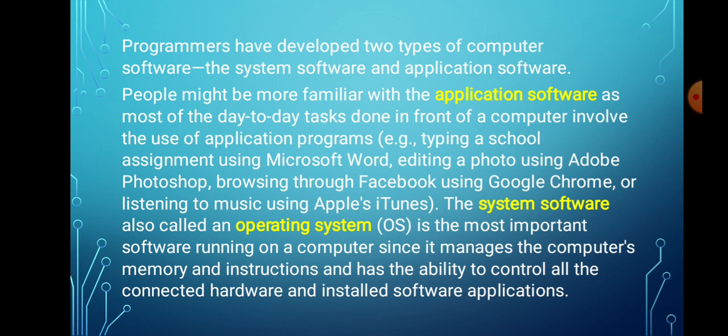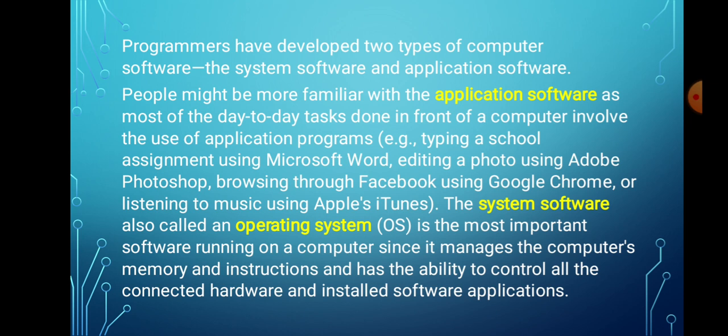Programmers have developed two types of computer software: system software and application software. People might be familiar with application software as most of the day-to-day tasks done in front of a computer involve the use of application programs: typing a school assignment using Microsoft Word, editing a photo using Adobe Photoshop, browsing through Facebook using Google Chrome, or listening to music using Apple's iTunes.